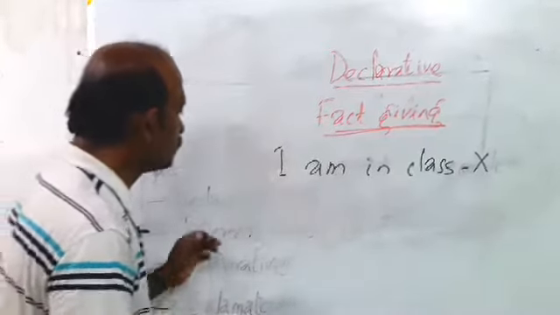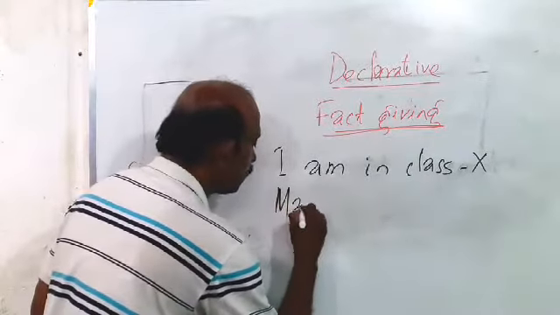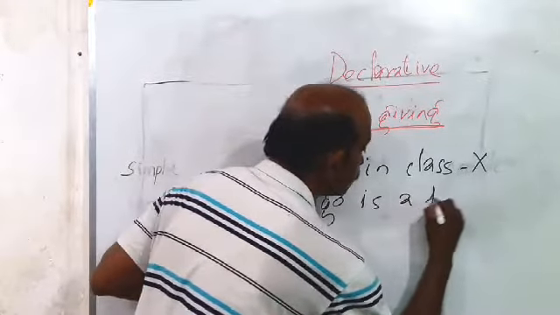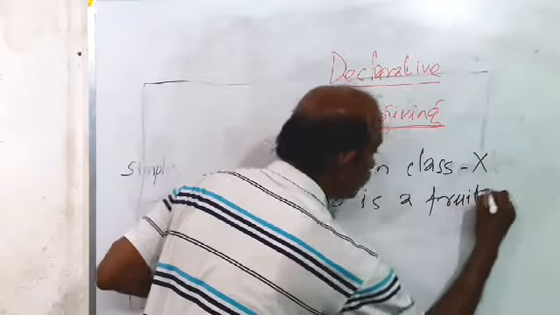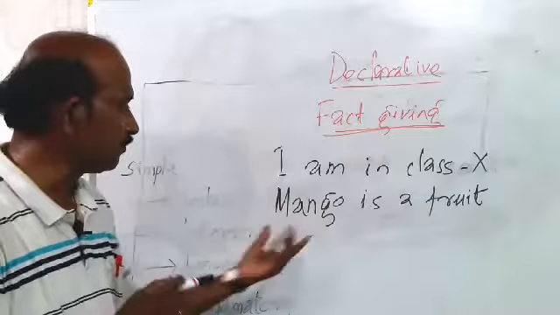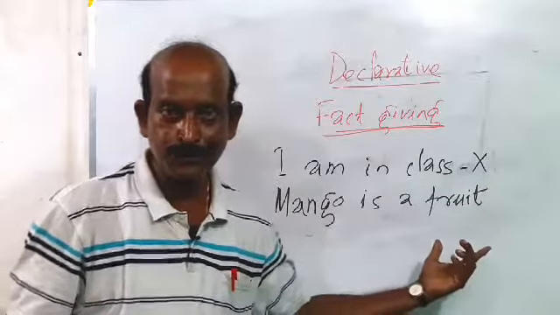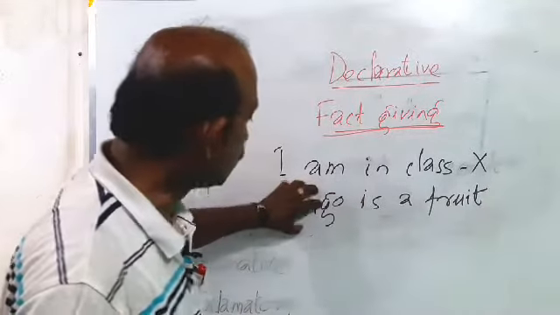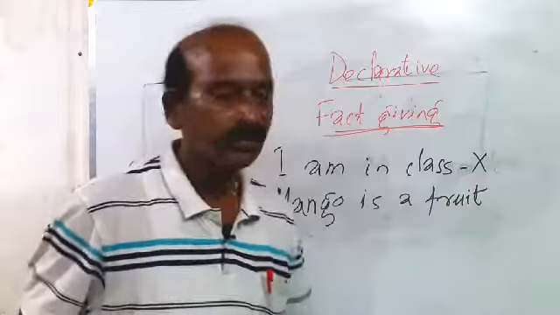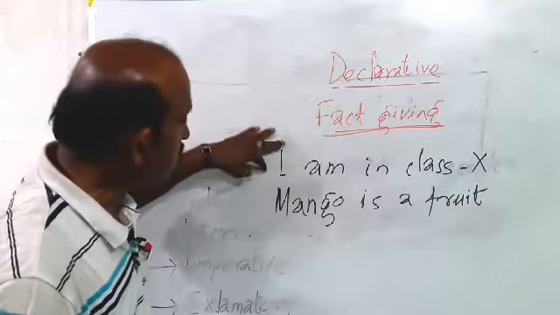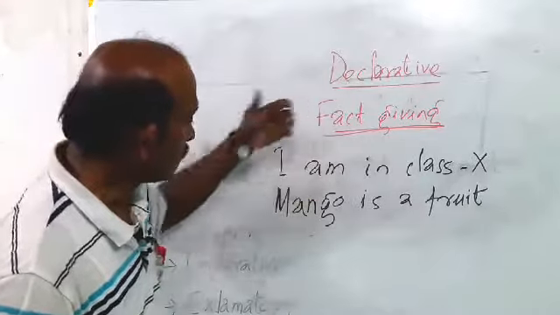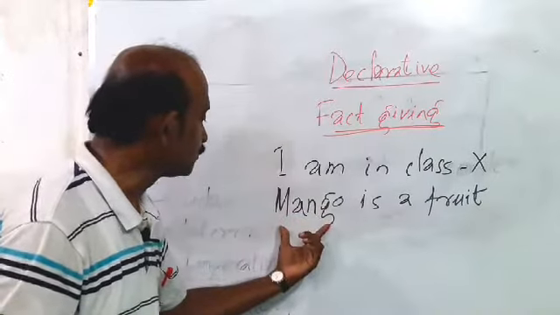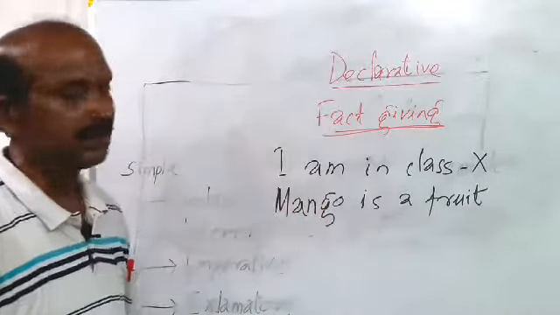Such as, mango is a fruit. Here this sentence declares a fact about mango. This sentence gives a fact about mango, so this is called a declarative sentence. These two sentences are giving facts about me and about mango, so these are called declarative sentences.